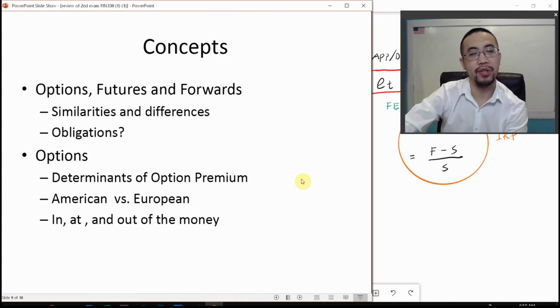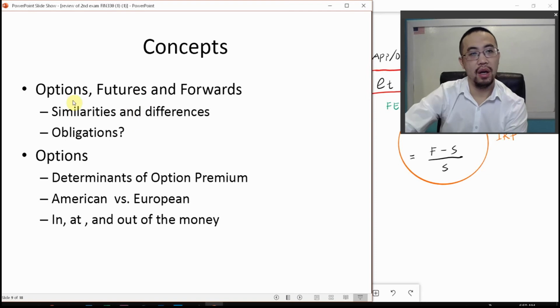All right, for chapter 7, you should know what options, futures, and forwards are. You should know the differences and the similarities. Futures and forwards are more similar, except that forwards are more individualized and futures are more standardized. And futures and options are securities supervised by the U.S. government. It is the Commodity Futures Trading Commission that oversees their activities.